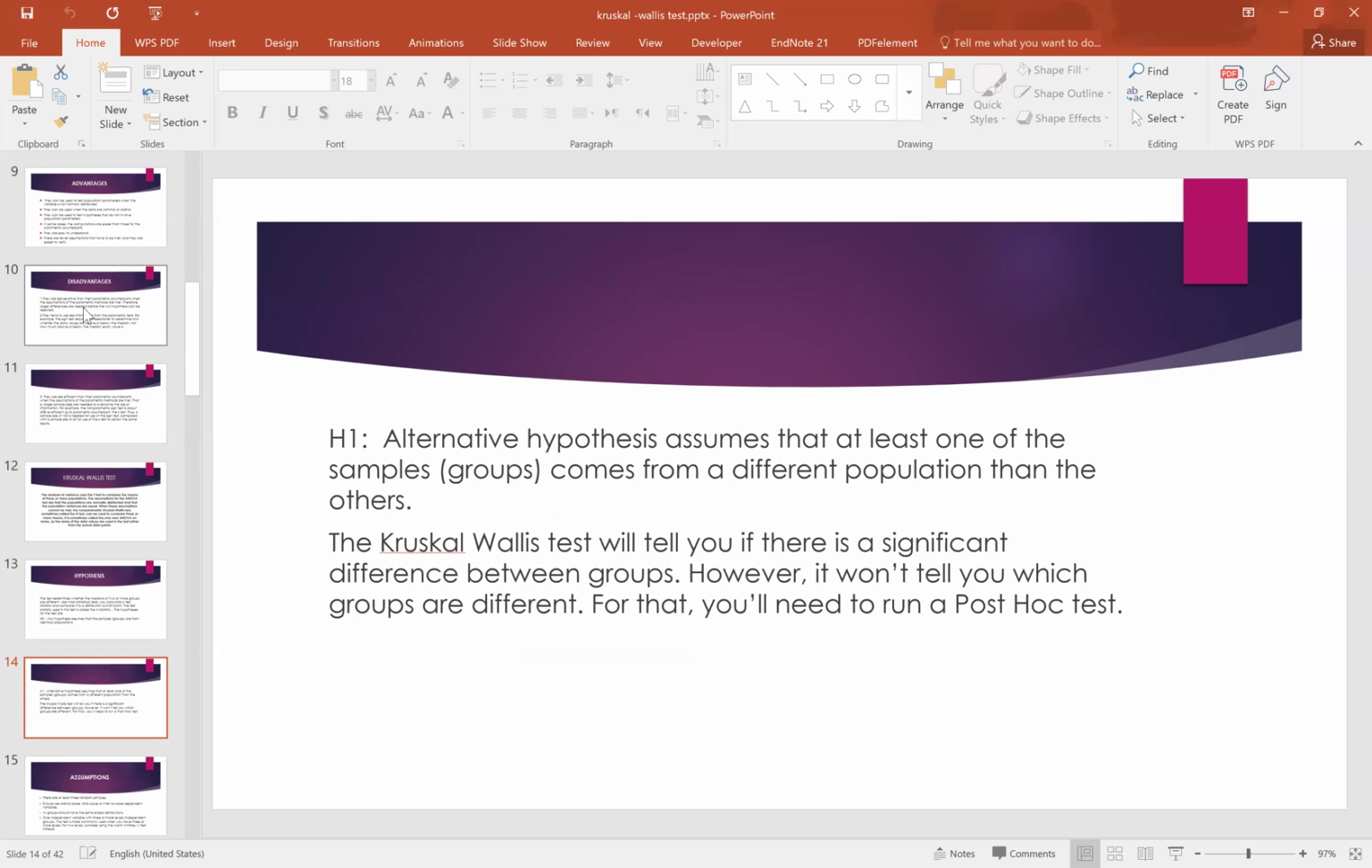The Kruskal-Wallis test tells you if there is a significant difference between groups. However, it won't tell you which groups are different. For that, you will need to run a post hoc test.